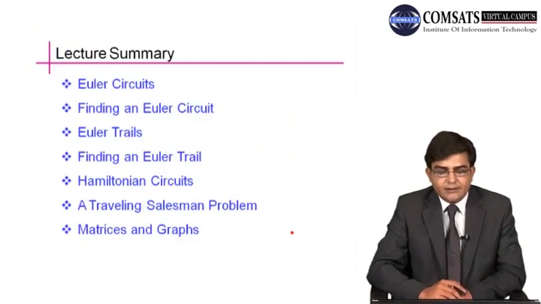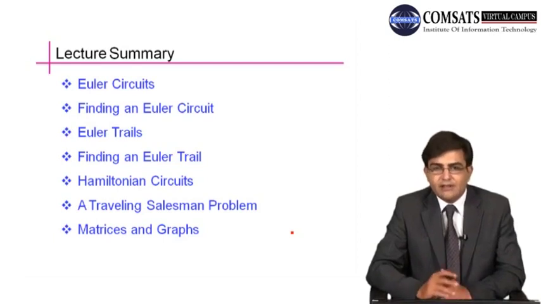For today it's enough, I think, and we stop here. And what we have discussed today: we have discussed Euler circuits and how to find an Euler circuit in a given graph, Euler trails and how to find an Euler trail. We have discussed some examples, and we have found an Euler trail. We have also discussed Hamiltonian circuits and the traveling salesman problem, which is a very famous problem.